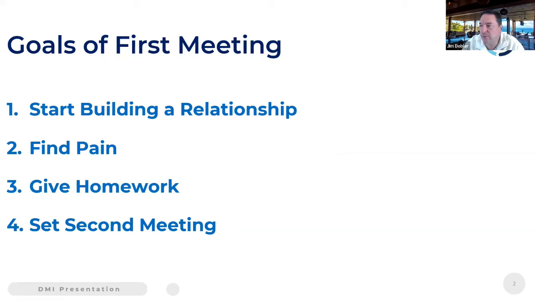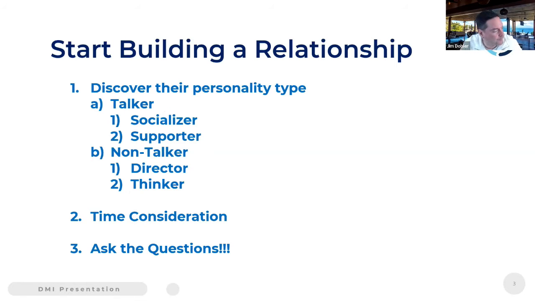All right, so there are 4 different phases that we're going to cover today. Start building a relationship, find pain, give homework, and set the second meeting. Obviously, number 2 is going to be the part that we're probably going to spend the most time on today. So with that said, let's move on to start building a relationship.